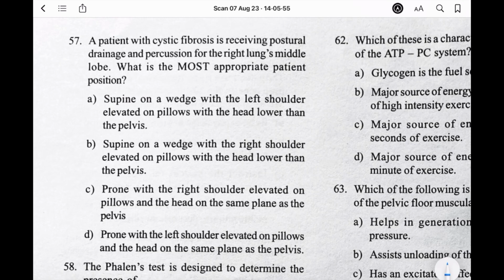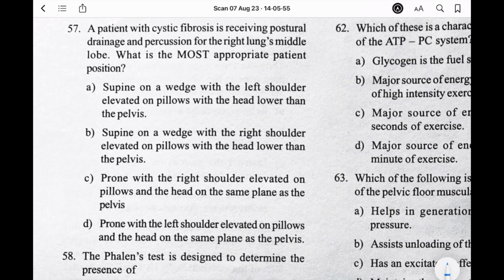Question number 57. A patient with cystic fibrosis is receiving postural drainage and percussion for the right lung's middle lobe. What is the most appropriate patient position? So options are A, supine on a wedge with left shoulder elevated on pillows with the head lower than the pelvis. B, supine on a wedge with the right shoulder elevated on pillows with the head lower than the pelvis. C, prone with the right shoulder elevated on pillows and the head on the same plane as the pelvis. And D, prone with the left shoulder elevated on pillows and the head on the same plane as the pelvis.